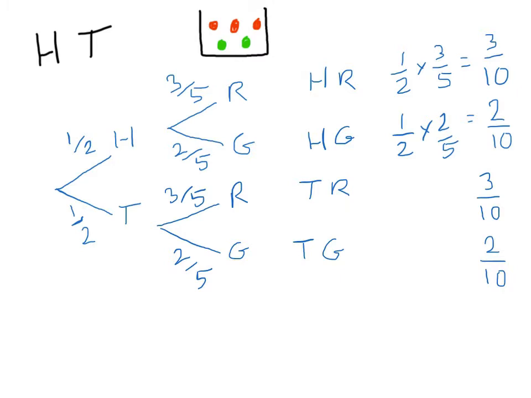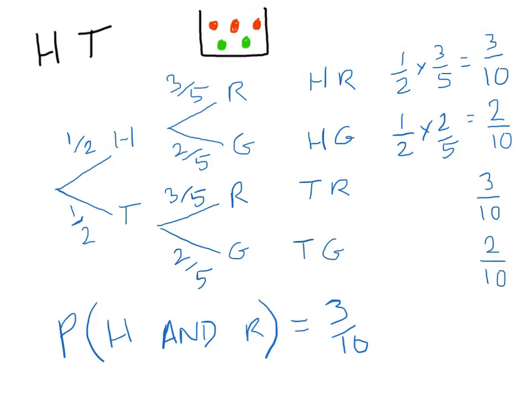So the probability of flipping a head and then picking out a red from the jar is 3/10.